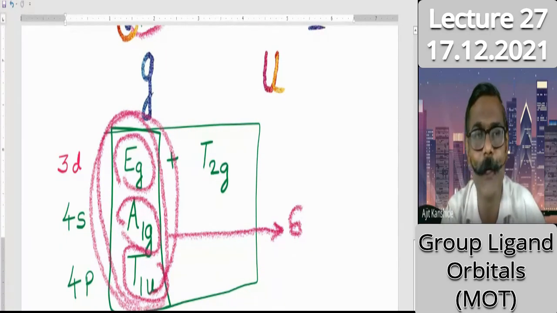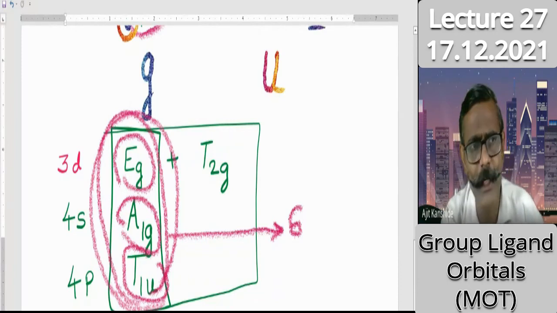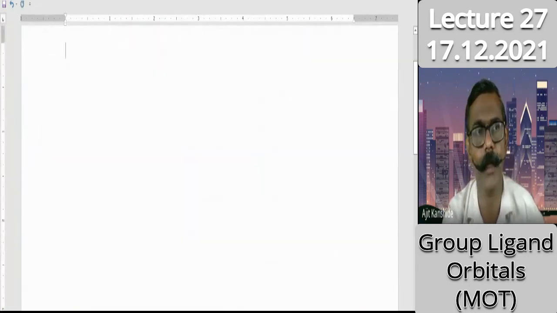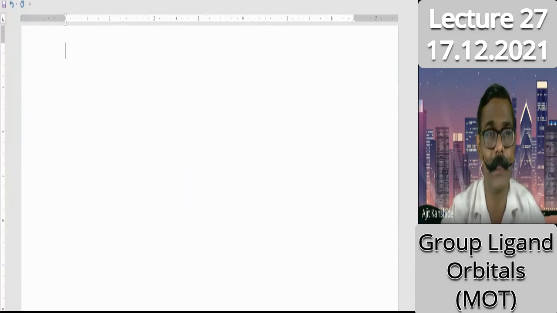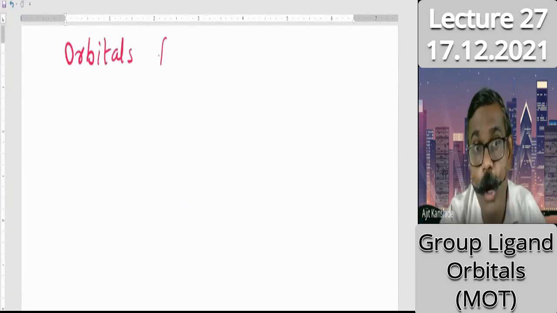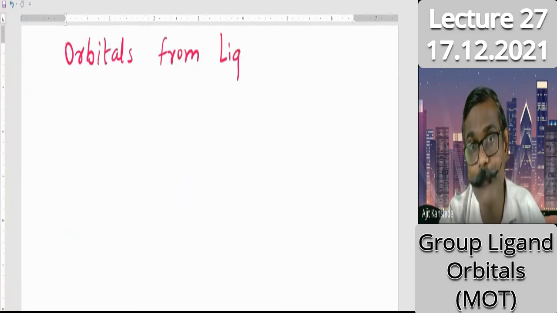Now the second point I want to cover, actually I planned that it should be covered. Shall I go to the next point now? Yes, sir. Now we are talking about the orbitals. Orbitals from ligand and their shapes we have to represent.